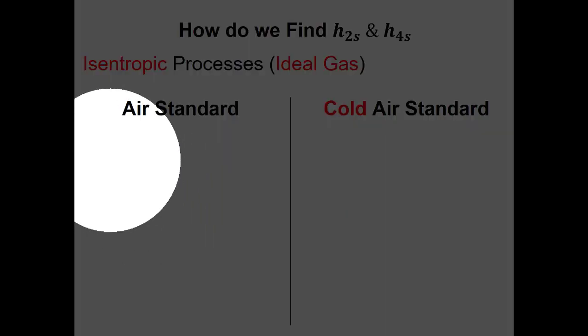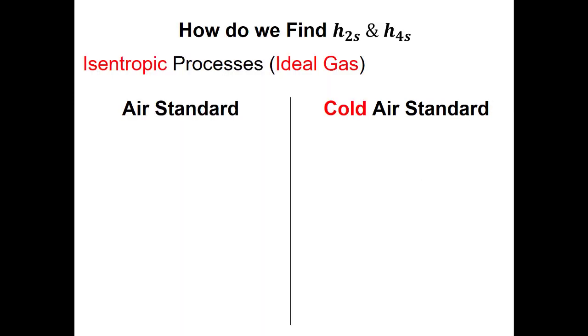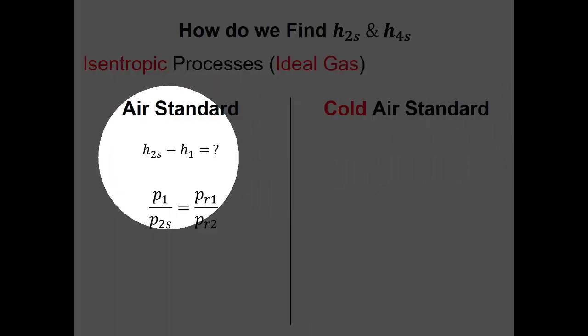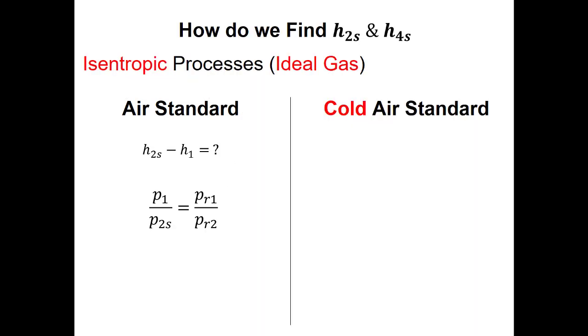So variable specific heat would be an air standard analysis. Constant specific heat would be a cold air standard analysis. For an air standard analysis with variable specific heat, we'll actually find the individual values of H, which means that we'll find delta H by knowing H1, and in this case, H2S. If we're looking at an isentropic process, which is sort of assumed here between 1 and 2S, using the standard nomenclature for the state numbers, this is an isentropic process through the compressor.